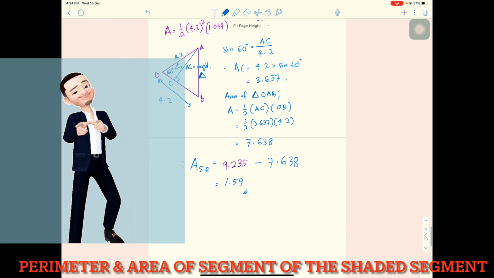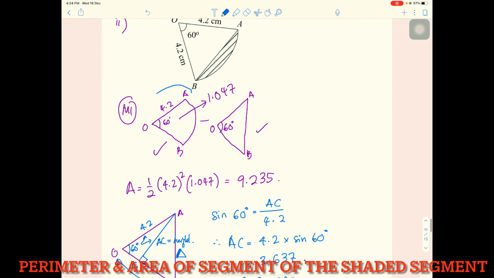So this is method 1, one by one: the area of the sector minus the area of the triangle.